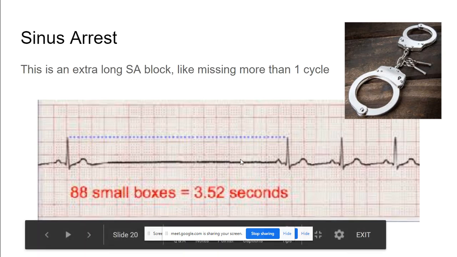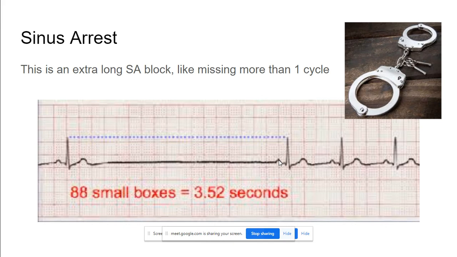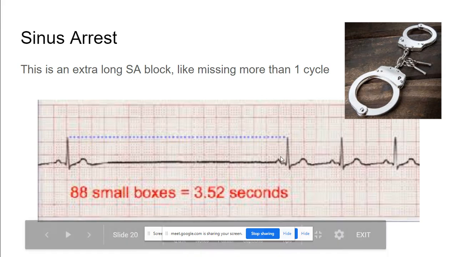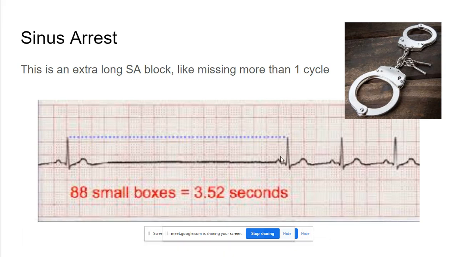Now, if this went on and the SA node didn't tell the atria to pump and we didn't get a P wave, like if nothing came back, we would say that the patient went into cardiac arrest or asystole, because this looks like asystole, but then the SA node wakes back up or gets released.